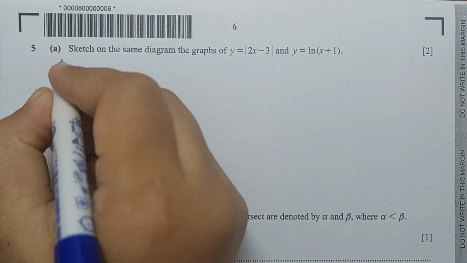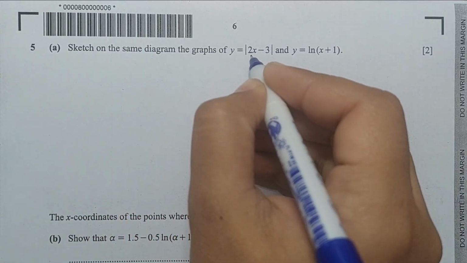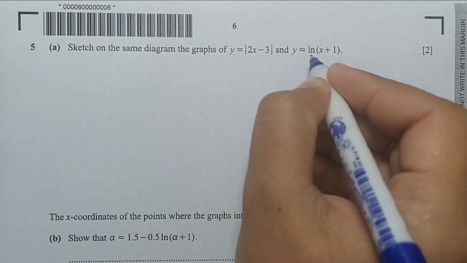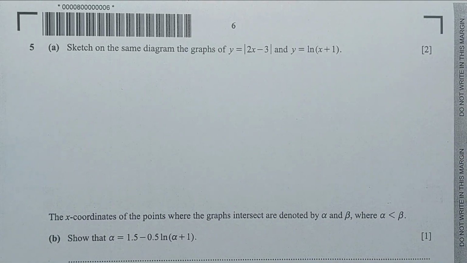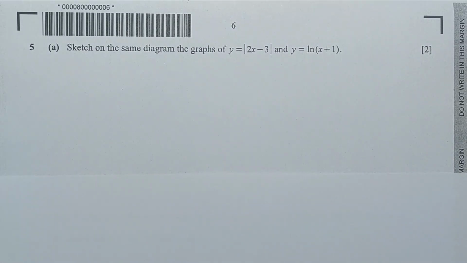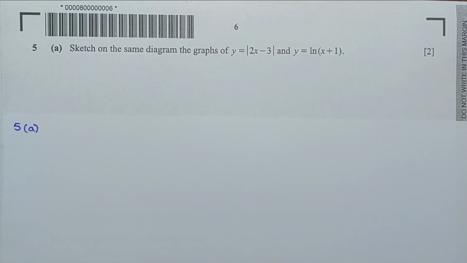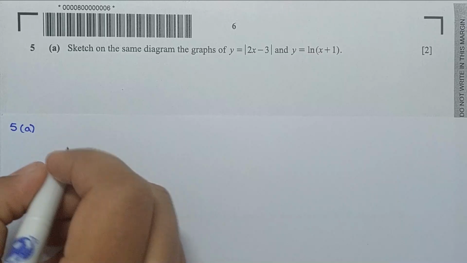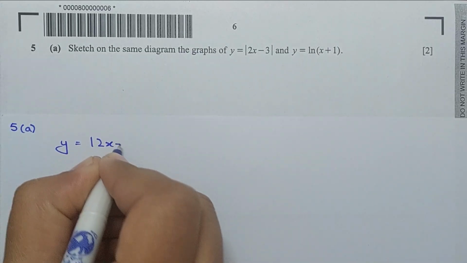Question number 5, part A: sketch on the same diagram the graphs of y equals the absolute value of 2x minus 3 and y equals ln x plus 1. First of all, let me show you the graphs separately and then we have to draw them on the same diagram, right? Let me use a separate paper for this. The first function I'm going to use is y equals the absolute value of 2x minus 3.